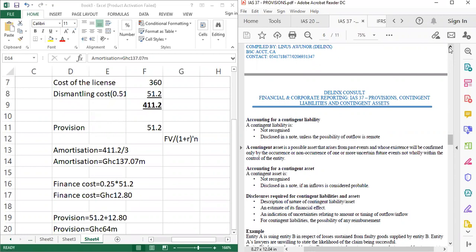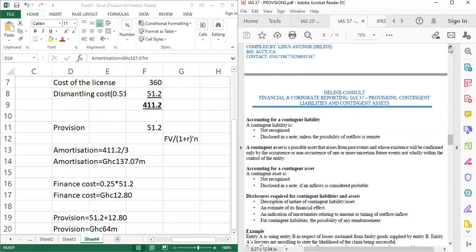So if the insurance company is saying that they are going to pay you the money, if any issue like this happens, have they been paying the money? If there is enough evidence to show that they will automatically pay the money, then you can go ahead and recognize the claim.